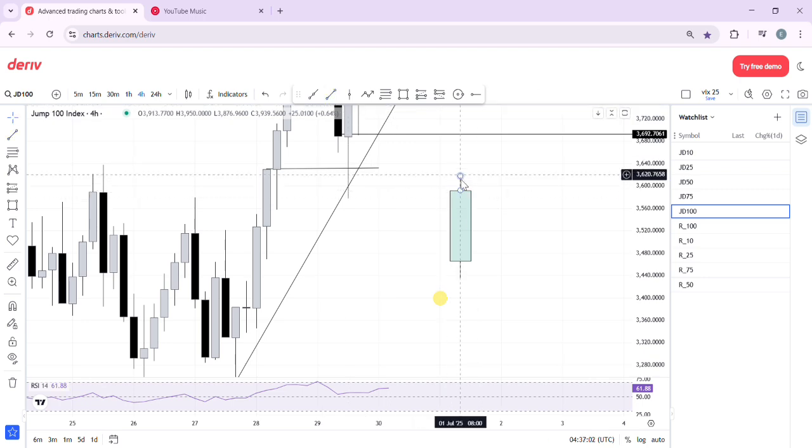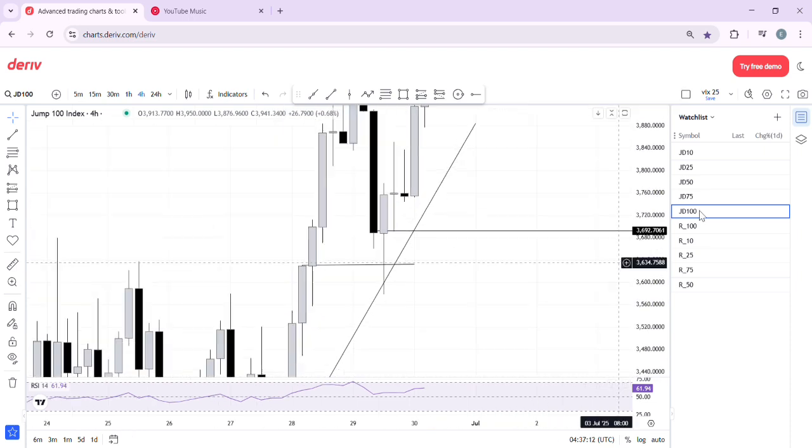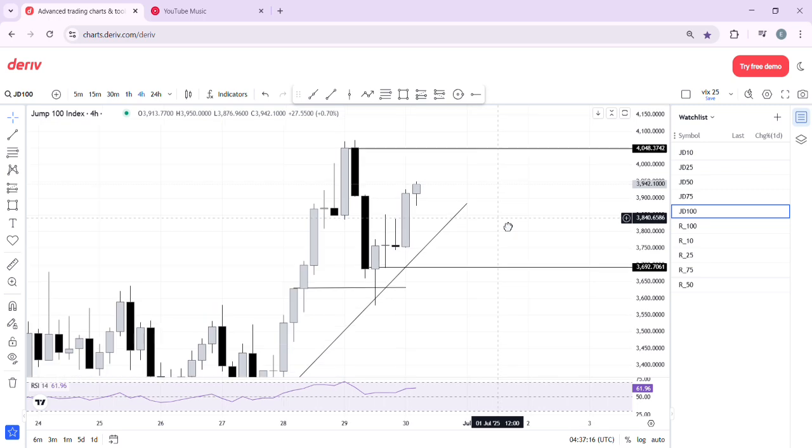So right here we have a wick. It simply means that price came up here, but closed at this level here. So that's what it simply means. I don't want to waste more time on this video. It's already 5 minutes. So after that, I mark my areas on the 1 hour time frame.